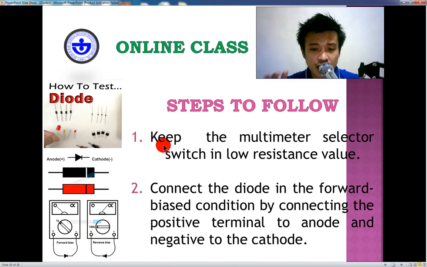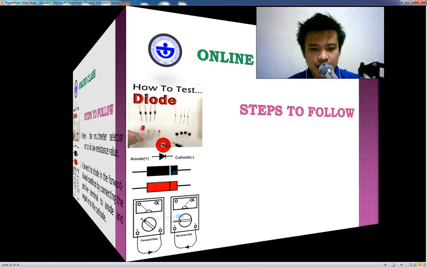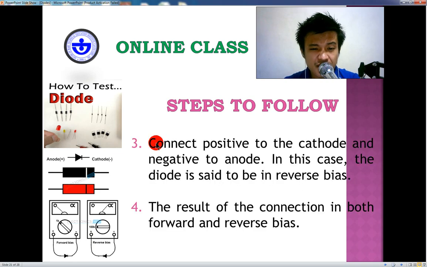So, to connect your diode in the forward direction, the red test probe should be connected to the cathode because, again, the red test probe becomes negative. And the black test probe should be connected to the anode. That is forward bias. But anyway, we only have 4 steps to follow. Number 3 is to connect the positive test probe to the cathode and the negative test probe to the anode. In this case, you are connecting your diode in reverse bias.